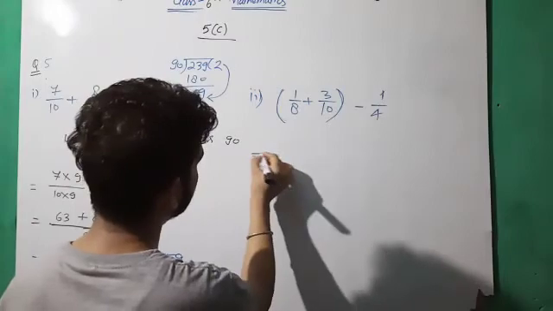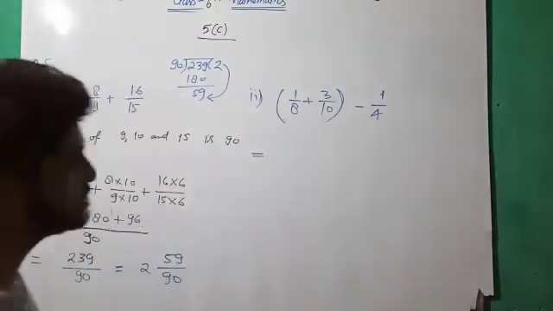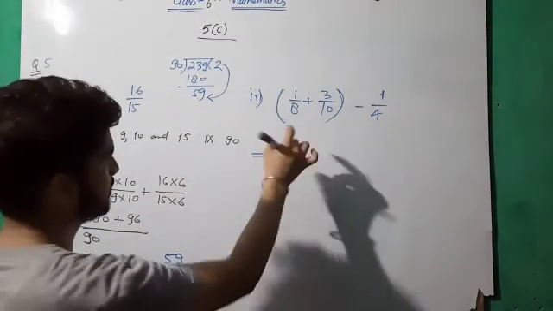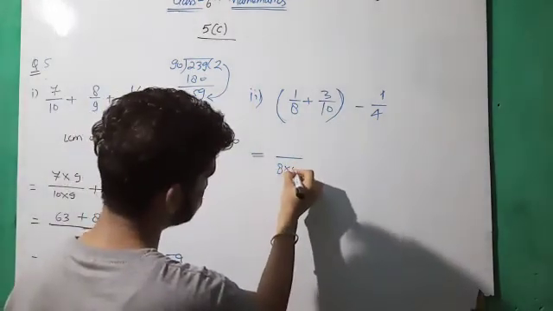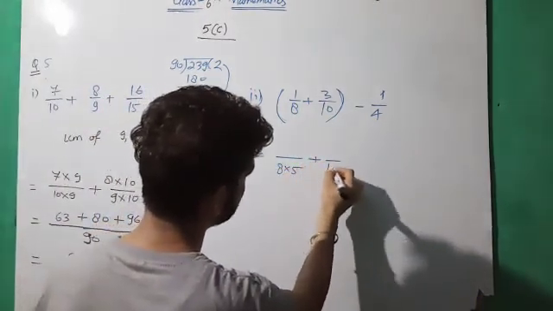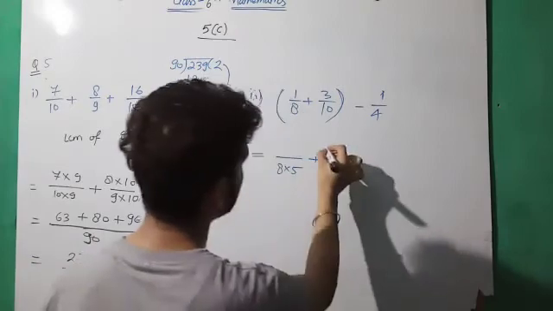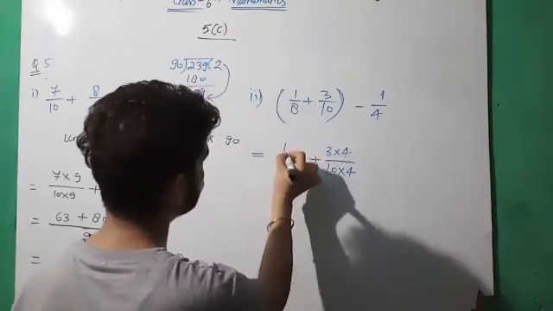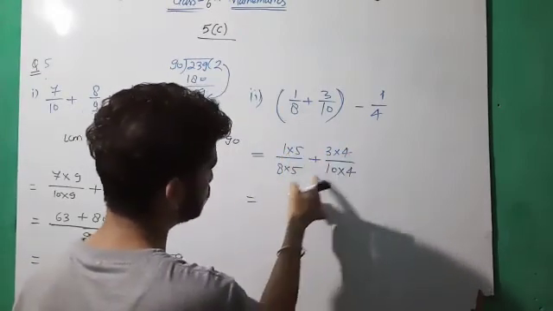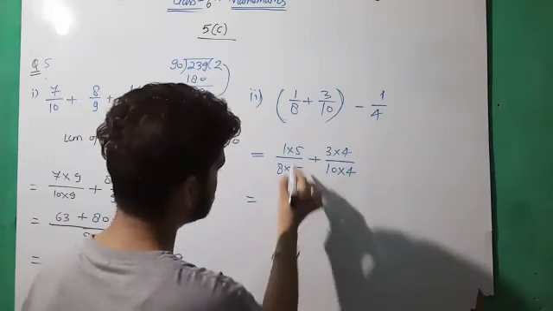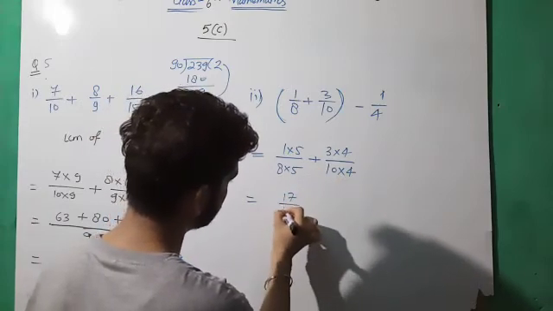Now here we have 8 and 20. LCM is 40 because 8 times 5 is 40. So 8 into 5, and 10 times 4 is 40, means 10 into 4. Okay. Now 3 into 4, and here 1 into 5. So 5 upon 40 plus 12 upon 40. It means it becomes 17 by 40.